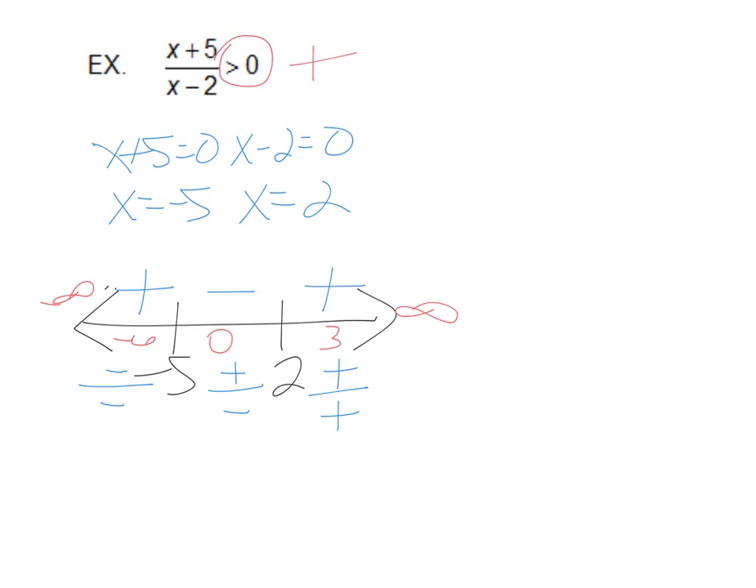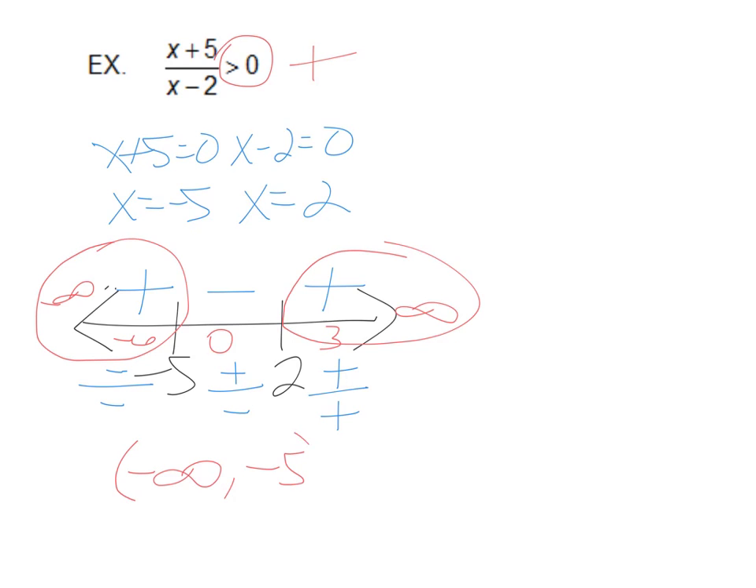Greater than 0 means the positive sections. So that's the one on the far left, the one on the far right. I don't have an equal to, so I know I need all parentheses from left to right. The first positive interval starts at negative infinity, stops at negative 5. Then the second one from left to right starts at 2, stops at infinity. So that's where that function would be positive, which means that's where it's above the x-axis.